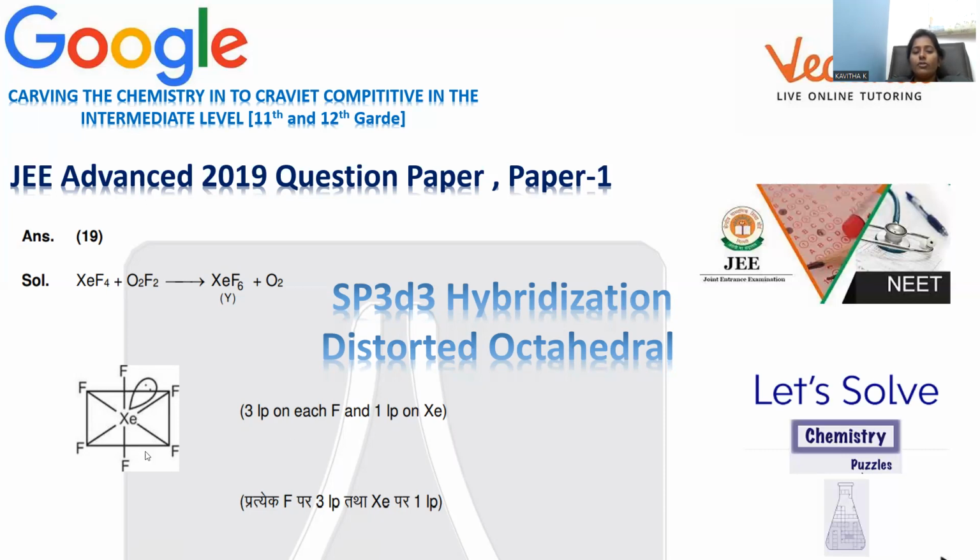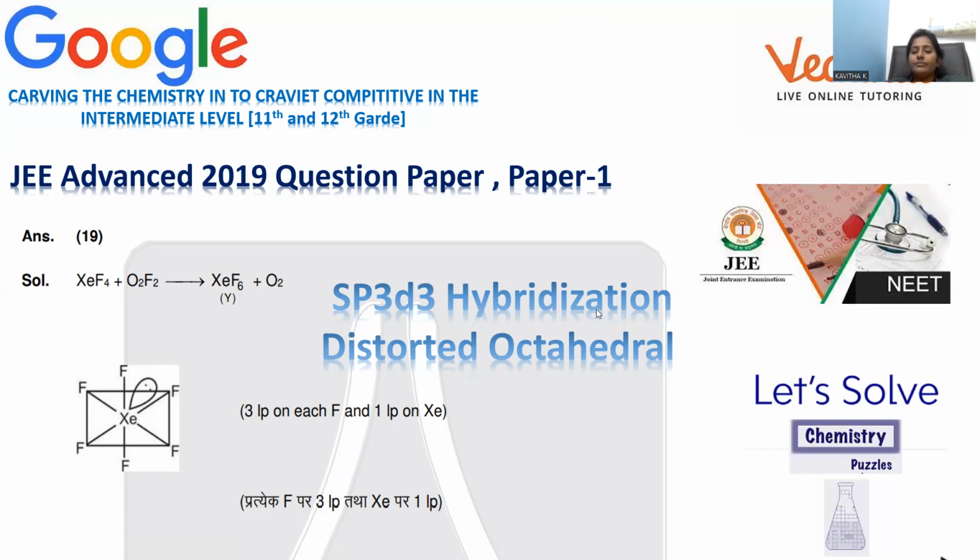Okay. So if you observe the entire one, in order to get this geometry, this xenon will participate in a hybridization. What hybridization? One s orbital, 3 p orbitals, 3 d orbitals got mixed up. We have to mix up s, p and d orbitals in this proportion, so that sp3d3 hybridization will be generated.